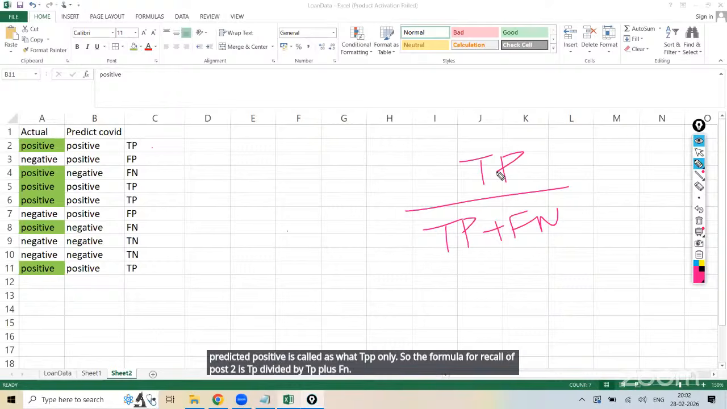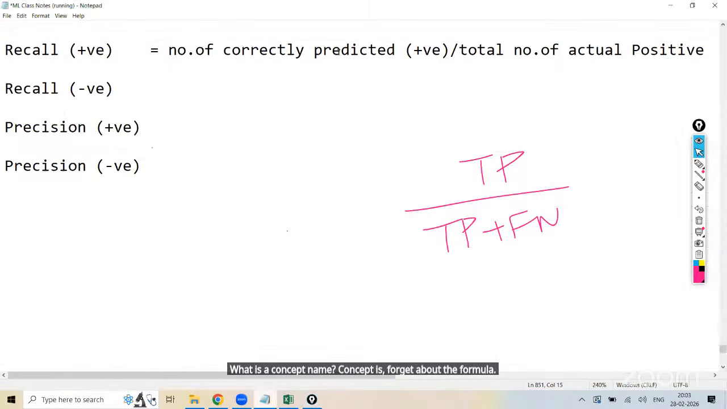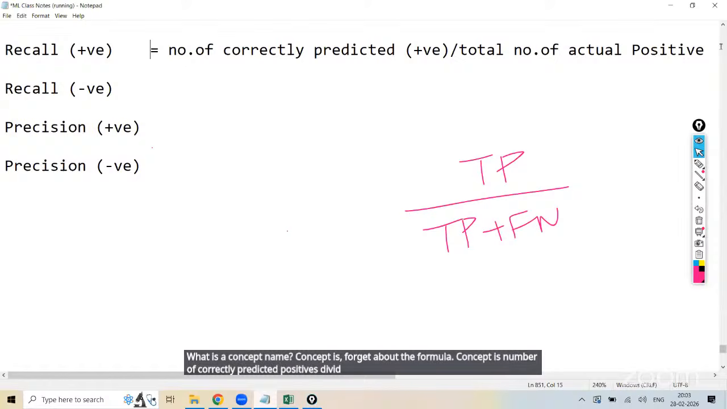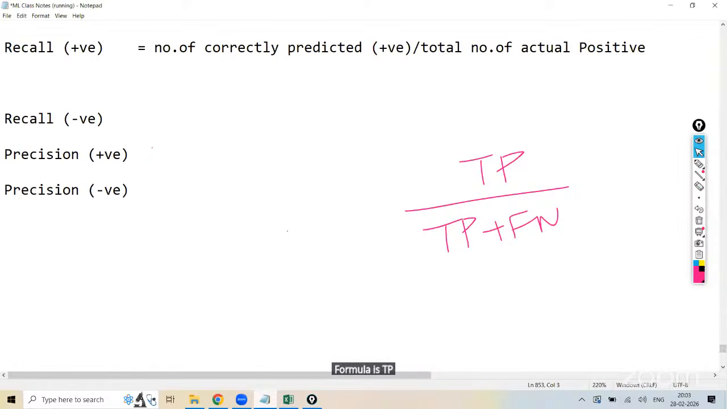That is the formula. What is the concept name? Forget about the formula. The concept is the number of correctly predicted positives divided by total actual positives. The formula is TP divided by TP plus FN. Clear?